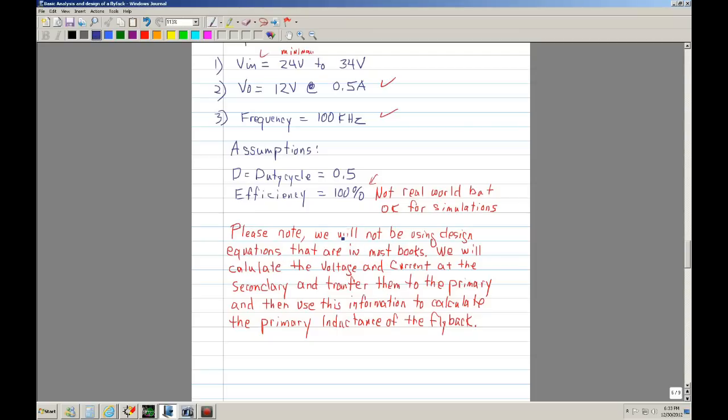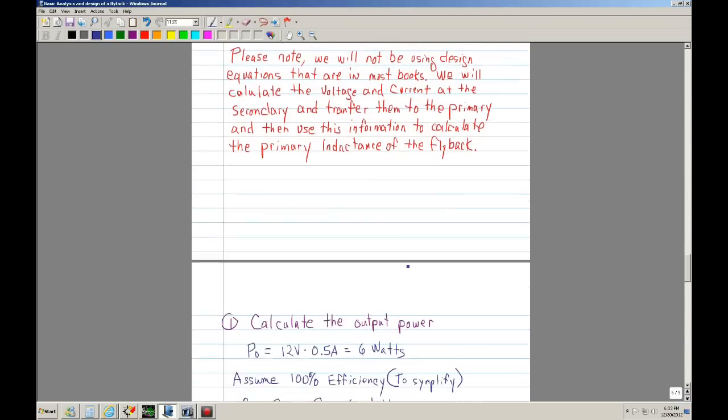Now please note that there is a design equation in most of the books. In that design equation, you are trying to calculate the inductance of the flyback that will give you the power output that you need. But we're not using that. What we're going to do is calculate the voltage and the currents at the secondary, transfer them to the primary, and then use that information to calculate the primary inductance of the flyback.